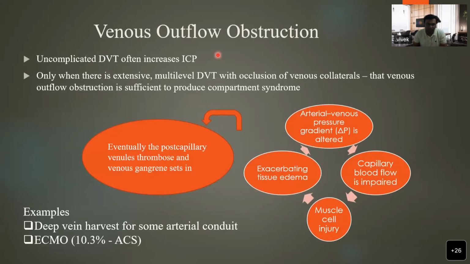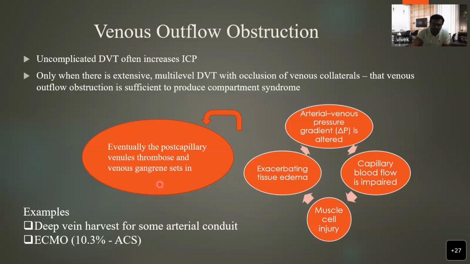Venous outflow obstruction: uncomplicated DVT often increases intracompartmental pressure, but often it doesn't lead to compartment syndrome. Only when there is extensive multi-level DVT with occlusion of venous collaterals would such venous outflow obstruction be sufficient to produce a compartment syndrome. Here, basically, the arterial venous pressure gradient is altered, capillary blood flow is impaired, and muscle cells are injured, exacerbating tissue edema. This cycle goes on, and eventually post-capillary venous thrombosis and venous gangrene would set in.